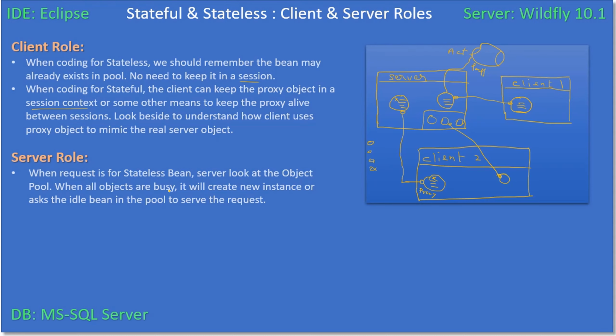On the server side, when the request is for a stateless bean, the server looks at the object pool. When all objects are busy, it will create a new instance or ask an idle bean in the pool to serve the request. So let's say there are 3 objects in the pool and one request is coming, and since all 3 objects are free, it will arbitrarily pick one object, then ask it to serve the request.